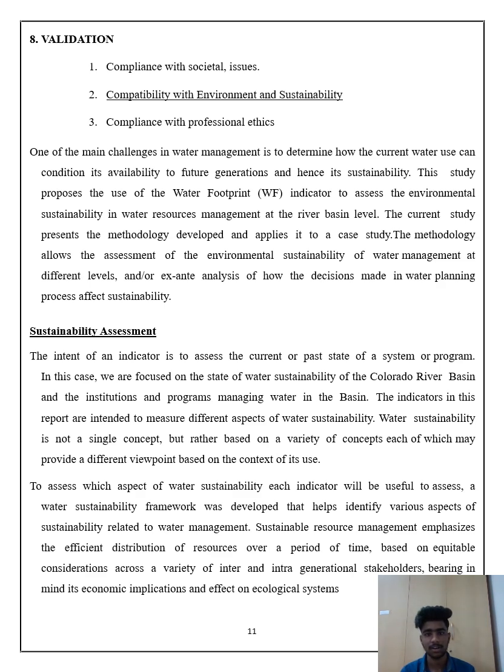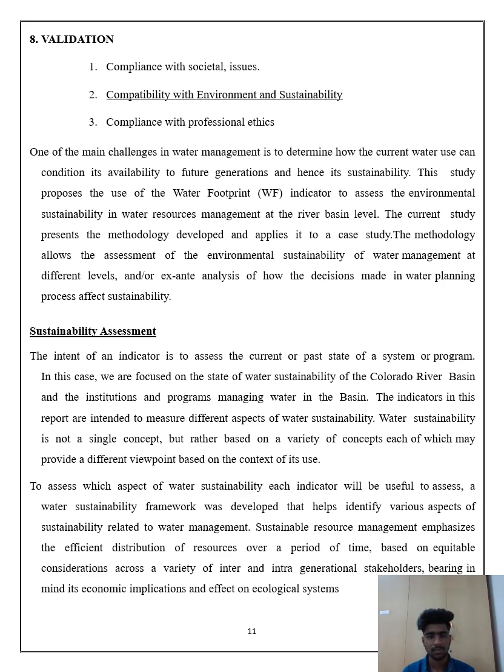Validation, compliance with social issues, compliance with professional ethics. One of the main challenges in water management is to determine how the current water use can condition its availability to future generations and hence its sustainability. The study proposes the use of the water footprint indicator to assess the environmental sustainability in water resources management at the river basin level. The current study presents the methodology developed and applies it to a case study. The methodology allows the assessment of the environmental sustainability of water management at different levels, with an ex ante analysis of how the decisions made in the water planning process affect sustainability.